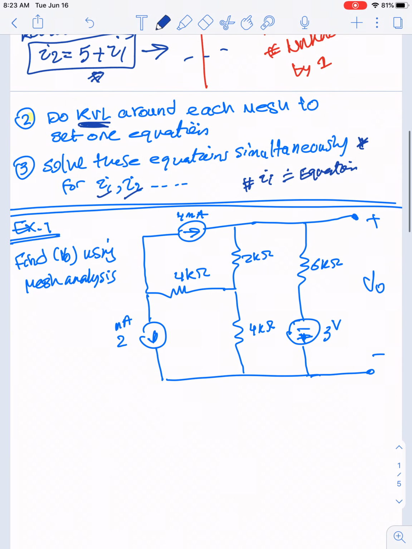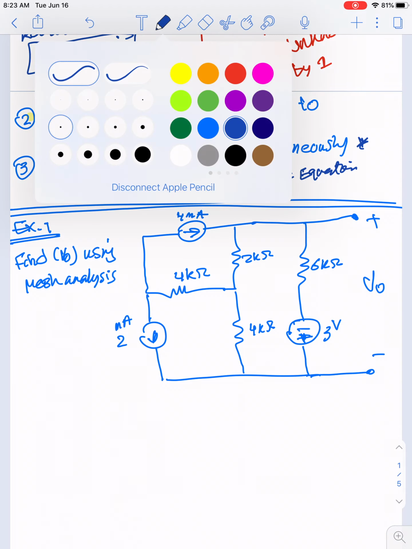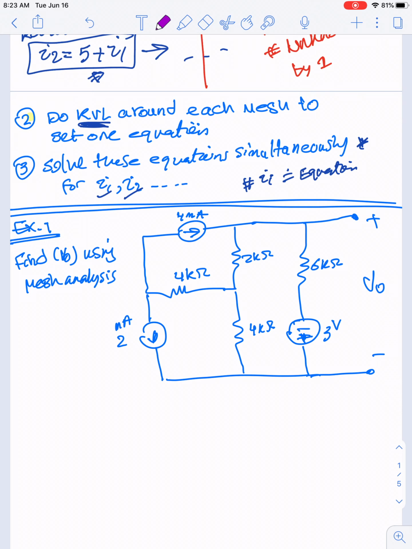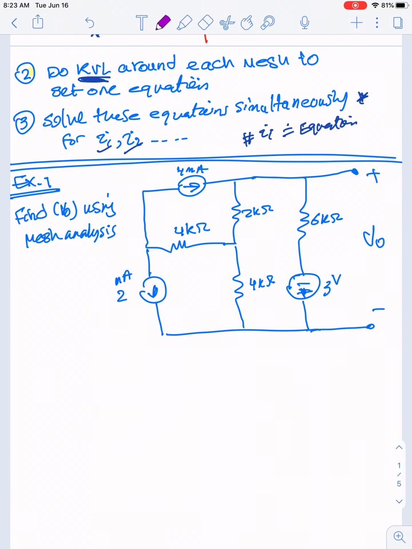So let's start with example 1. In example 1, we are interested in finding VO, the voltage across these two terminals. Let's say this is A and this is B. We need to find VO, using mesh analysis.